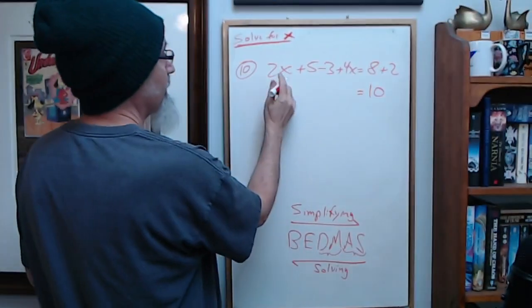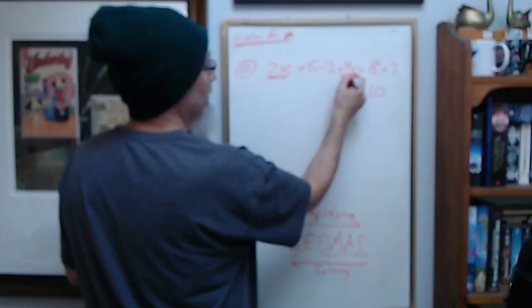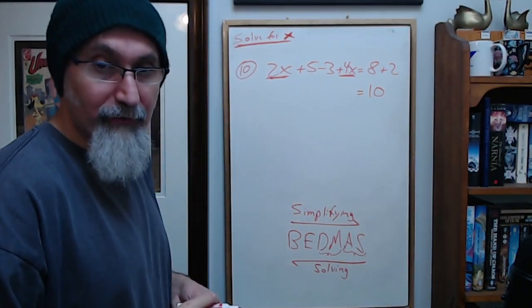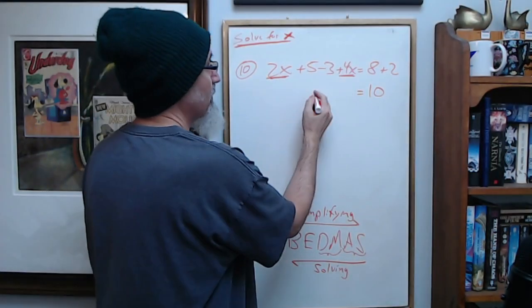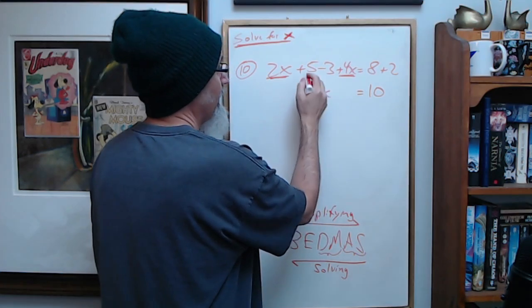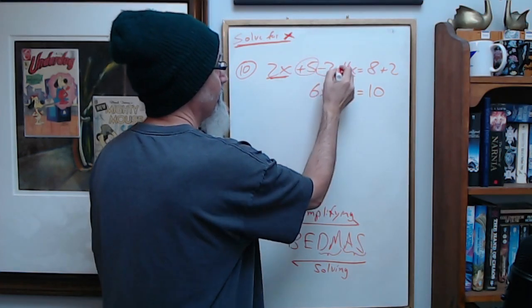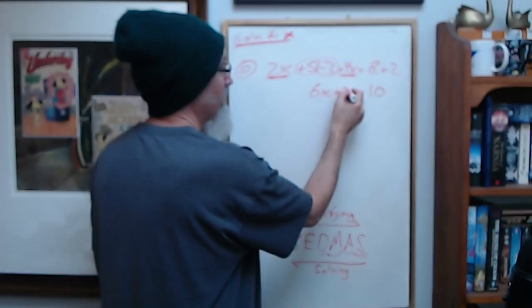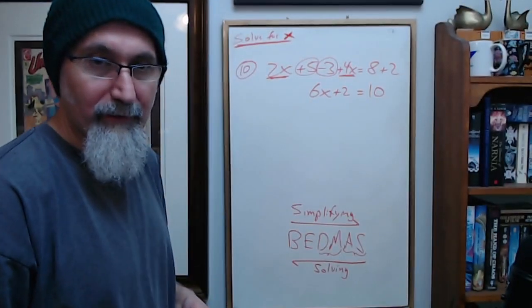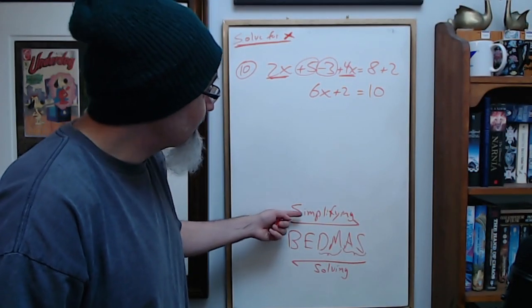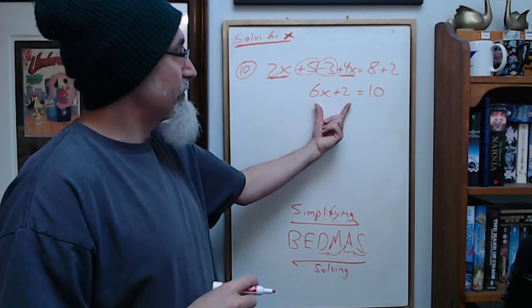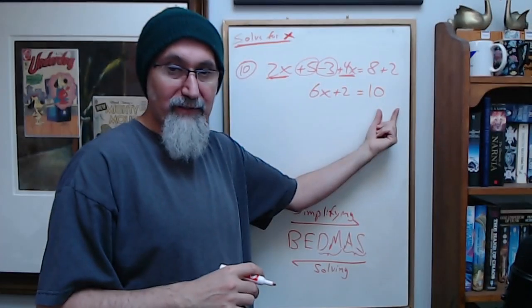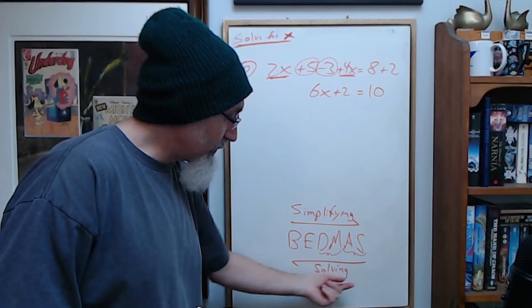And then we got 2x plus 4x. Combine your like terms, right? 2x plus 4x is 6x. And then you got positive 5 minus 3. That becomes positive 2, right? So we took care of simplifying each side first. There's nothing else to simplify here, nothing to simplify here. We go into solving, we go this way.